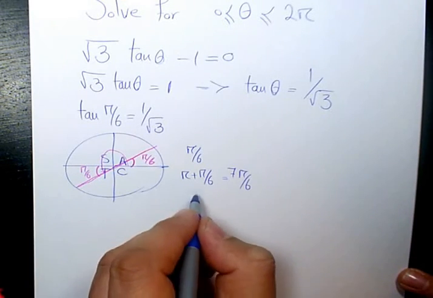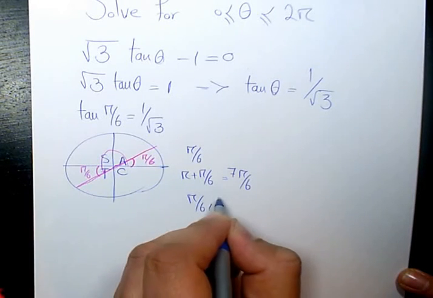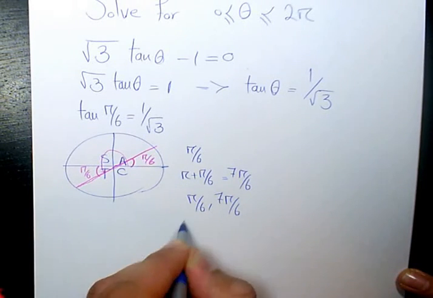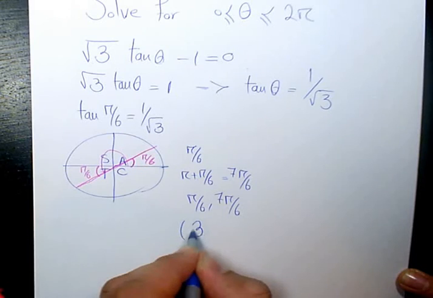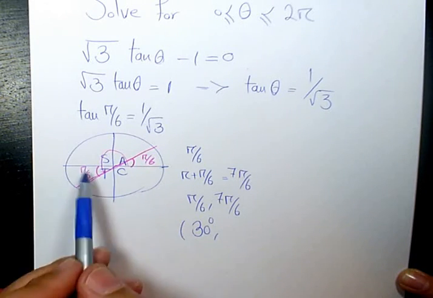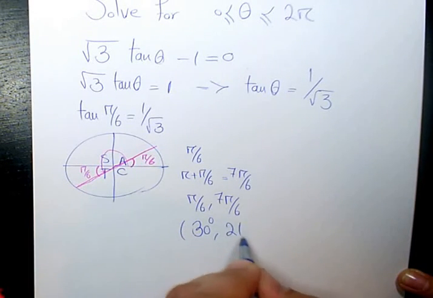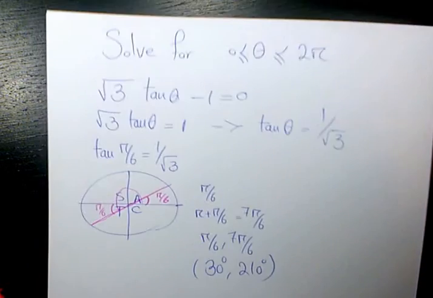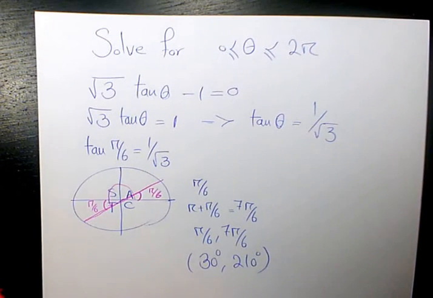So these are the two answers, pi over 6 and 7 pi over 6, which in terms of degrees will be 30 degrees, and 180 plus 30 is going to be 210 degrees. So these are the two possible answers to this question.